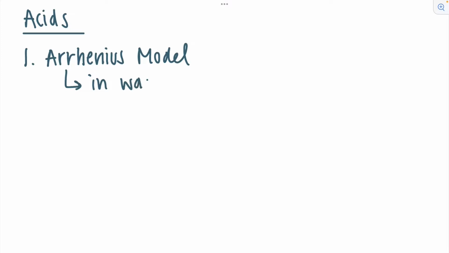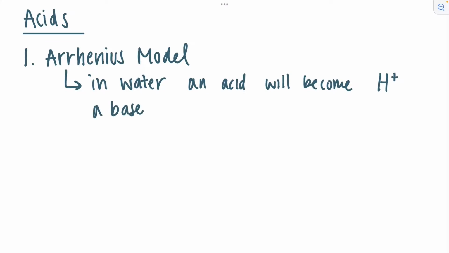In the Arrhenius model, acids and bases are related to what they do in water. In water, an acid will become H+, and in water, a base will become OH- hydroxide. So that's the Arrhenius model, only has to do with water. But acids and bases can exist outside of water. So that's where the Bronsted-Lowry model comes in. And this is the one that we will be using in class.